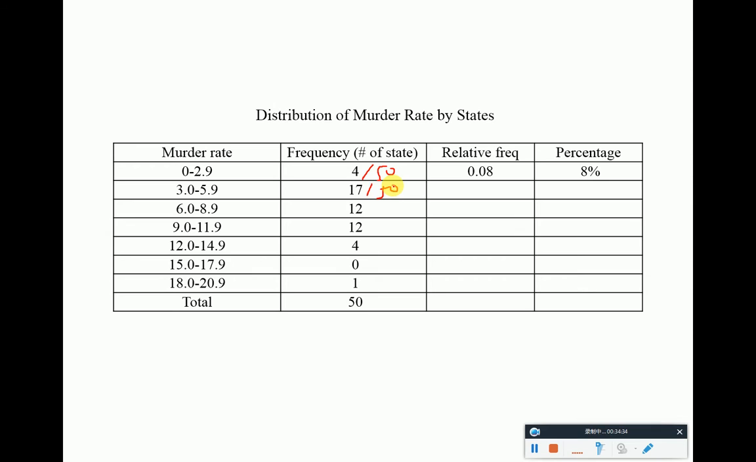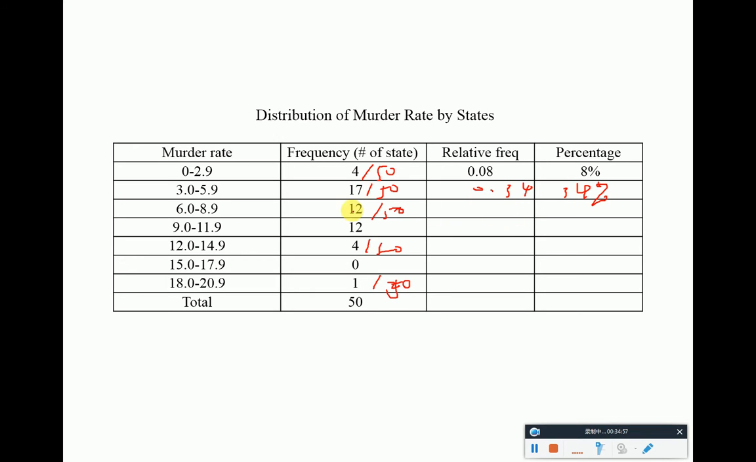17 divided by 50. That's 0.34. 34%. Okay? 12 divided by 50. 4 divided by 50. 1 divided by 50. Okay, so that's very easy, right?